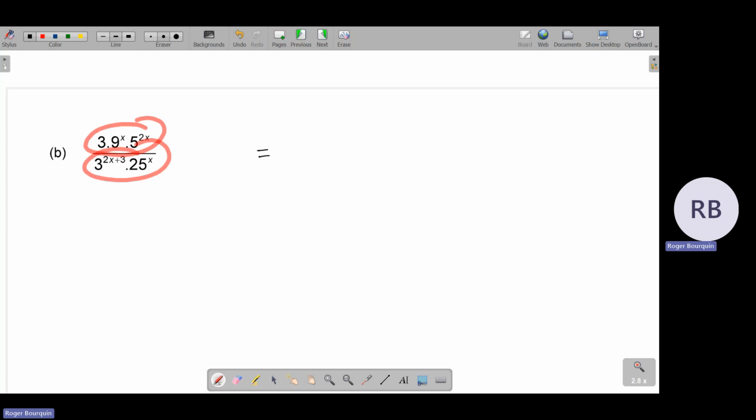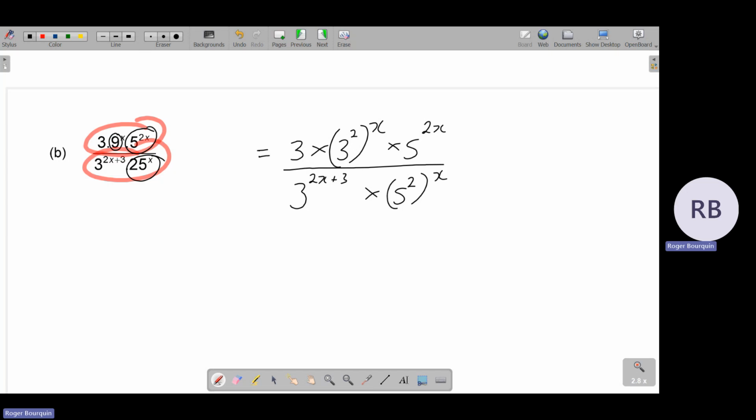Remember, what's a base? A base is something with an exponent on top of it. So your first base that you've got to get to prime powers is 9. So 9 is going to become 3 squared to the x. 5 is already a prime number, so it's times 5 to the 2x. Here 3 is already prime, so it's 2x plus 3. And here 25 will become 5 squared to the x.